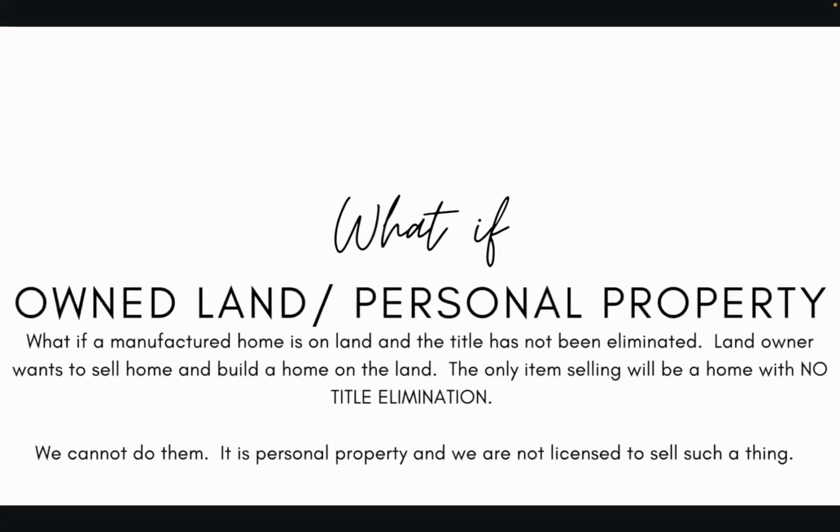So what if we have owned land and personal property? If the manufactured home is on land and the title has not been eliminated, and the landowner wants to sell the home and build a home on the land instead, the only item being sold would be the manufactured home. This is something that we cannot do. It is considered personal property, and that seller would have to just take that personal property and sell it privately. That's not anything we can help them with.